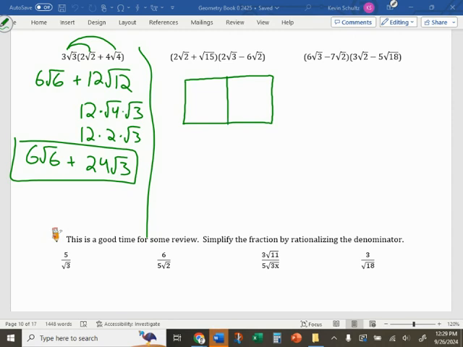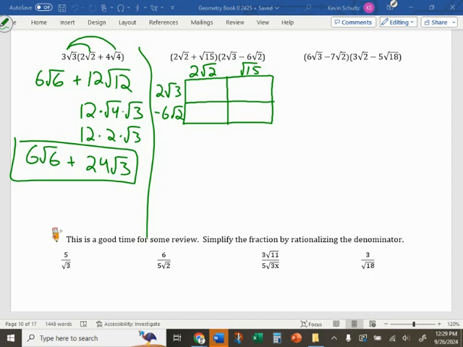So the box method, you're making a 2 by 2 box because we have 2 binomial expressions. It does not matter which one goes across the top and which one goes down the side. So if you wanted to stay consistent, do what I do. We have 2 root 2 and positive root 15 across the top, 2 root 3 and negative 6 root 2 down the side, but they can be switched. And now we just start filling stuff in.